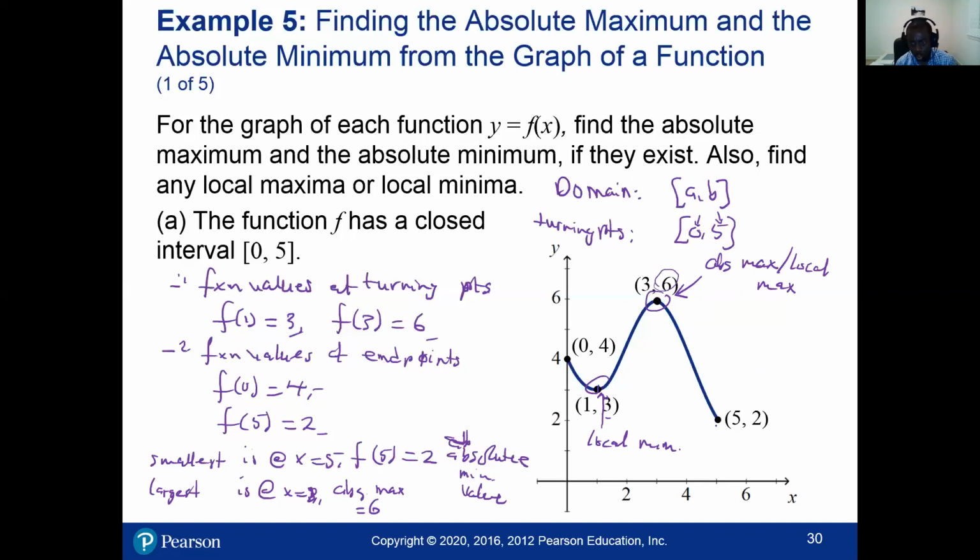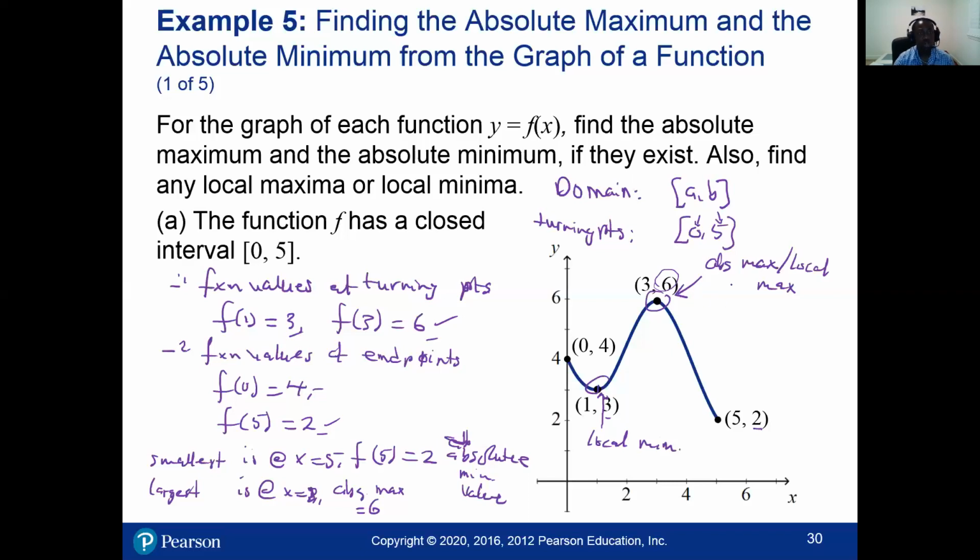And then we also have the absolute minimum value at x equal to 5, and that value is 2. So as you can see, among these, the largest is 6, so that's why we have the absolute maximum, and the smallest is 2, that's why we have an absolute minimum. Like I mentioned before, we can have both absolute and local values occurring at the same point. And here is an example.